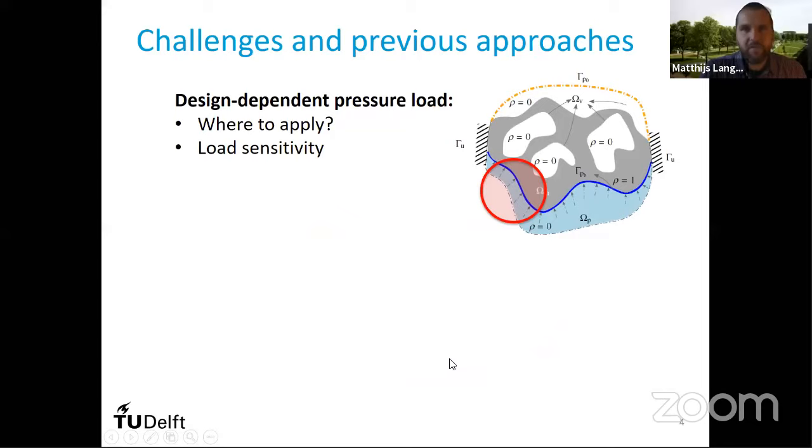And that's also what makes it challenging, because now the pressure loading is actually a function of the density layout of the design, it becomes design dependent. That means we have to somehow describe where the pressure is applied in the domain. And we should calculate proper load sensitivities to include in the gradient-based optimization of such structure. So these are the challenges.